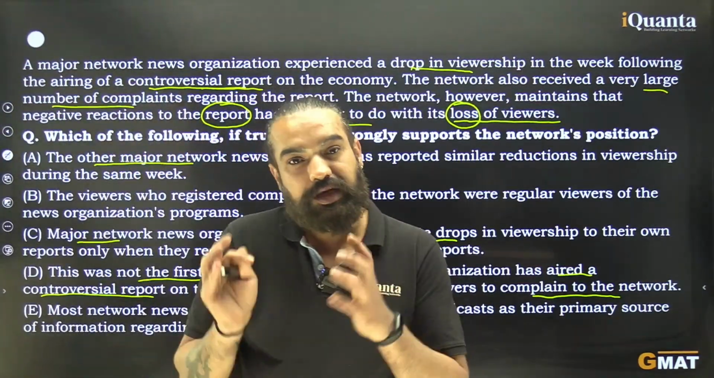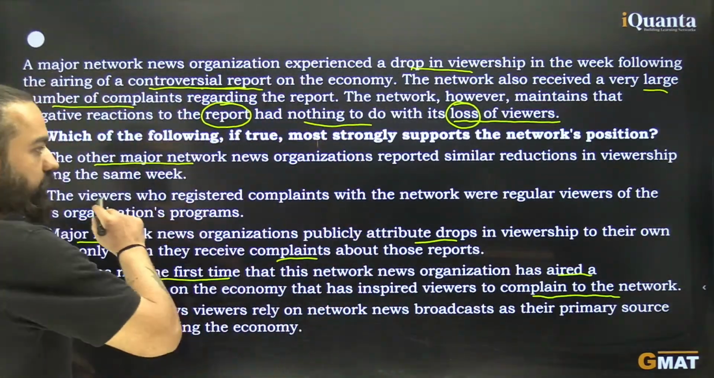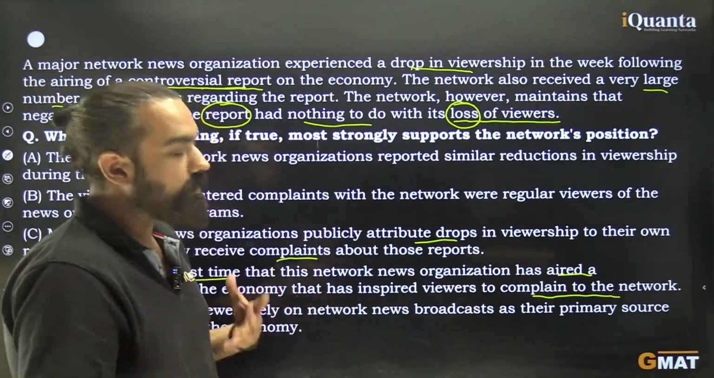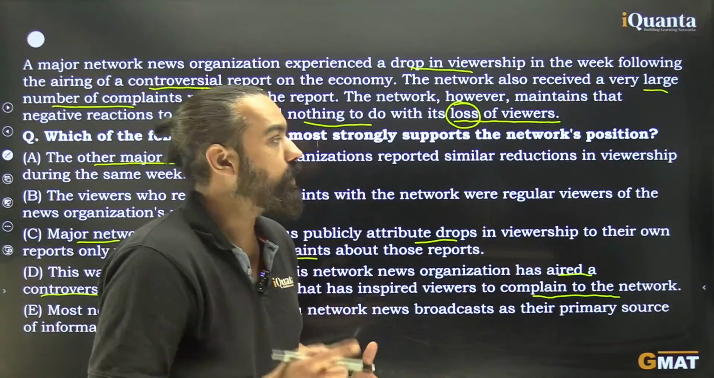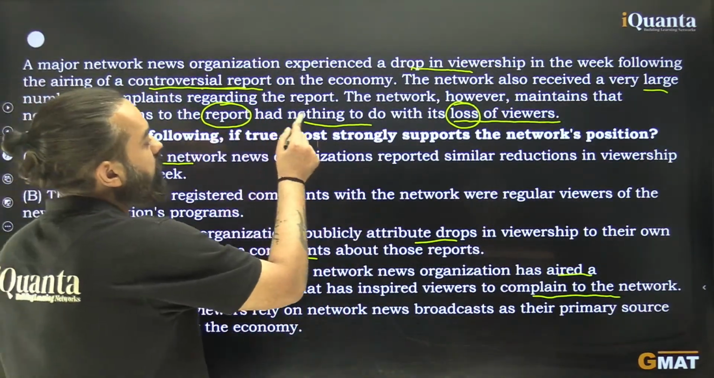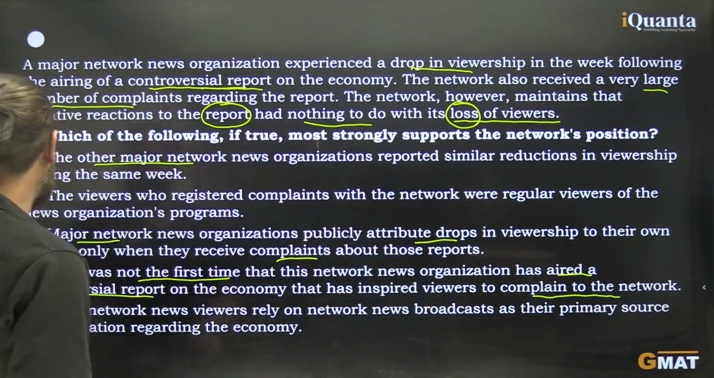So this was a general phenomenon. It was a general trend. The loss of viewership was a general phenomenon. Every major network experienced loss of viewership. So the loss of viewership was a general trend, and the report had nothing to do with its loss of viewers. I hope this is clear.